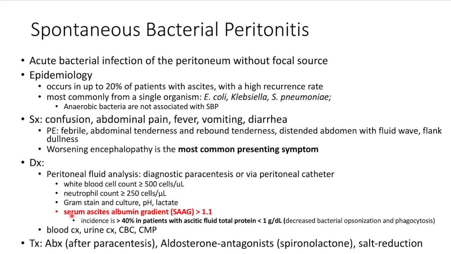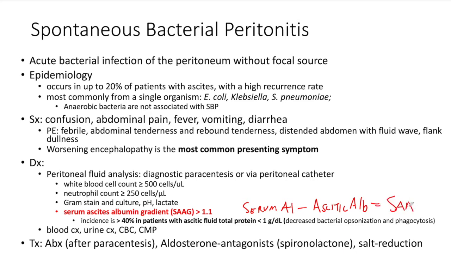And then last, we need to look at something called the SAAG, serum ascites albumin gradient. And what the SAAG is, it's really just a formula where we take what our serum albumin is and we subtract from our serum albumin the albumin concentration within the acidic fluid. Okay? And then that's going to give us what our SAAG number is.